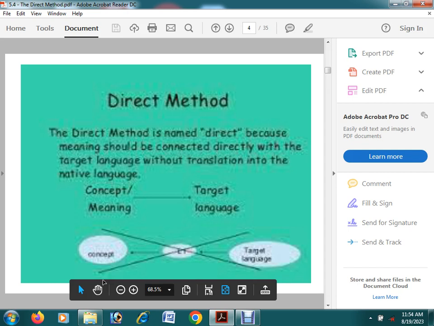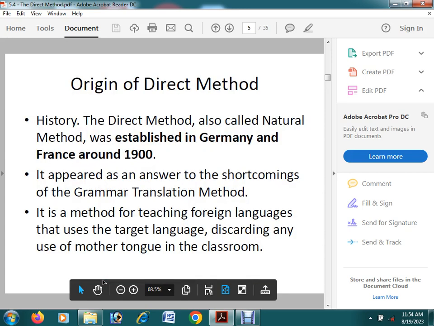And you have seen that cross mark, it is L1. So L1 in everyone, that means native language, will be crossed. Native language will not be used in any sphere of this learning method. Okay. And this method was initiated at first in Germany, established in 1900 AD. And it is a reaction to grammar translation method.